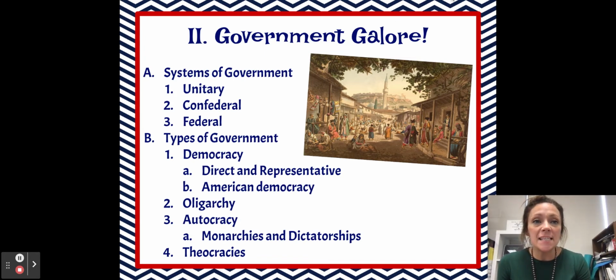All right, last system that we want to look at is the federal system. And this should be near and dear to all of your hearts because this is what we have. In a federal system, we have a division of power between the states and the federal government. And I have a rap for this.